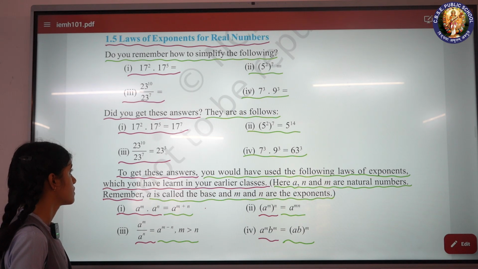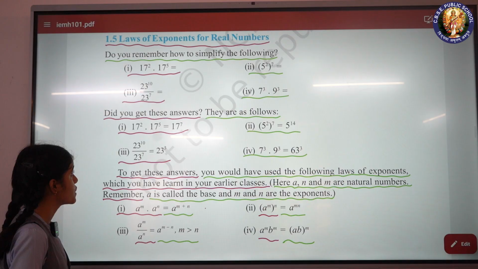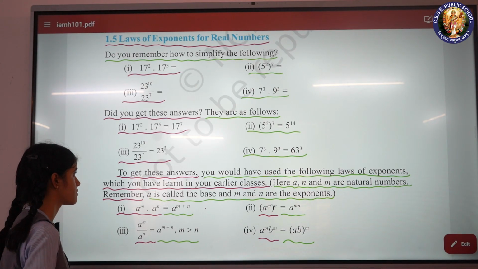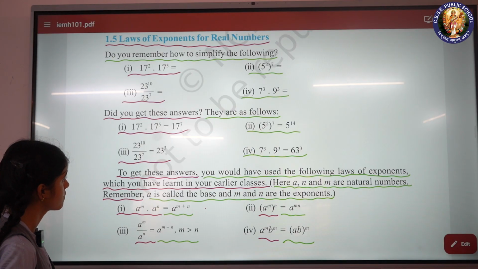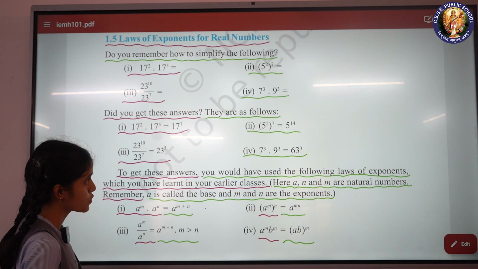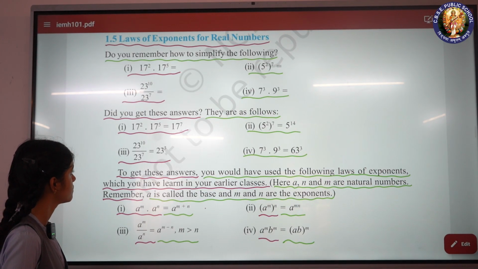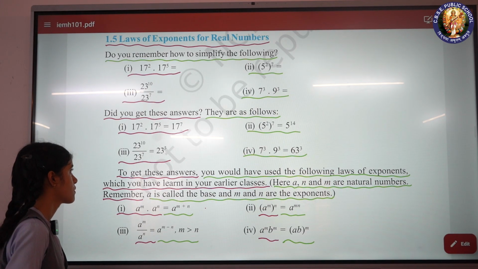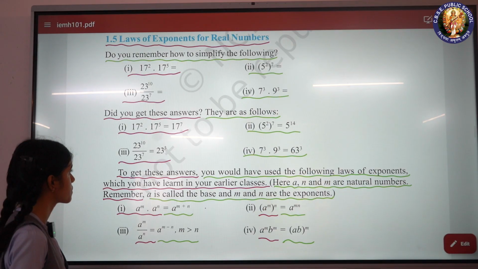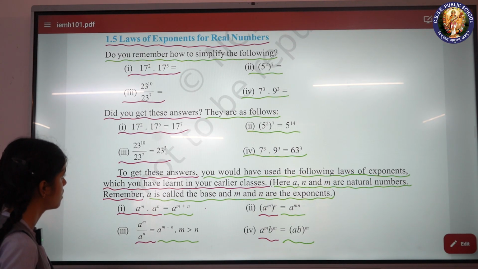They are as follows. First, 17 to the power 2 into 17 to the power 5 is equal to 17 to the power 7. Second, 5 to the power 2 whole power 7 is equal to 5 to the power 14. Third, 23 to the power 10 by 23 to the power 7 is equal to 23 to the power 3.